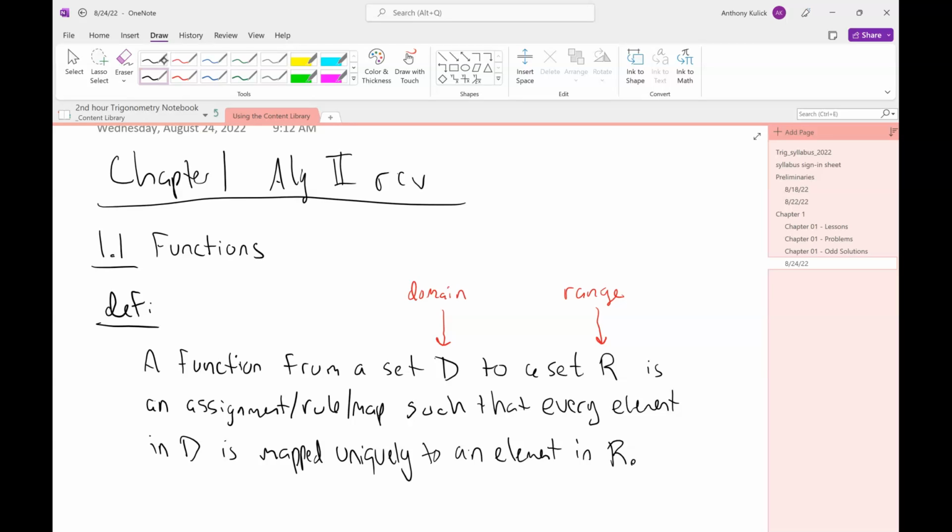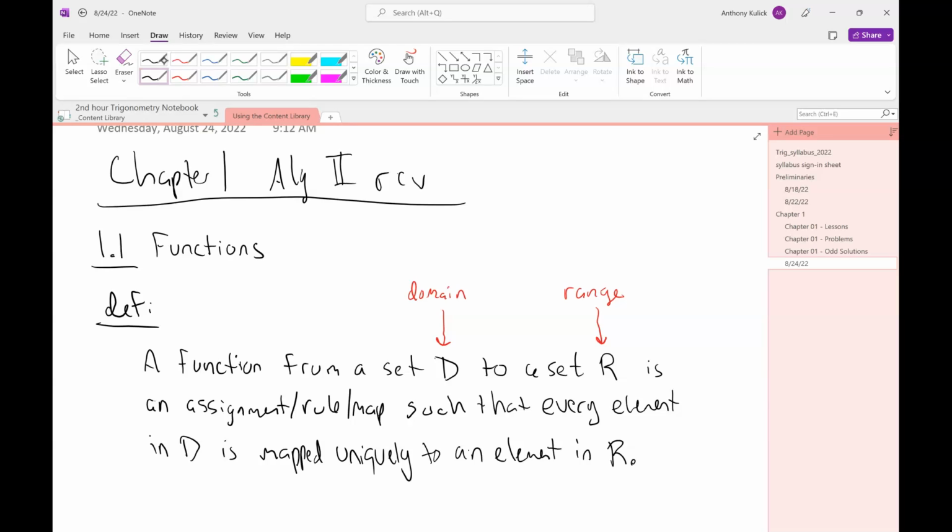So what is this really saying then? It's saying that everything you have in the domain has to go somewhere in the range, and each thing in the domain only goes to one place in the range. So if I do f of 5, I can't get 2 answers from that, or 3 answers, or 5 answers. It just has one answer.